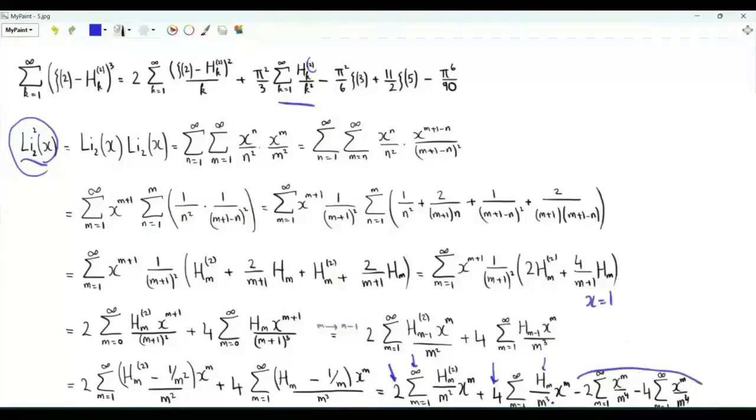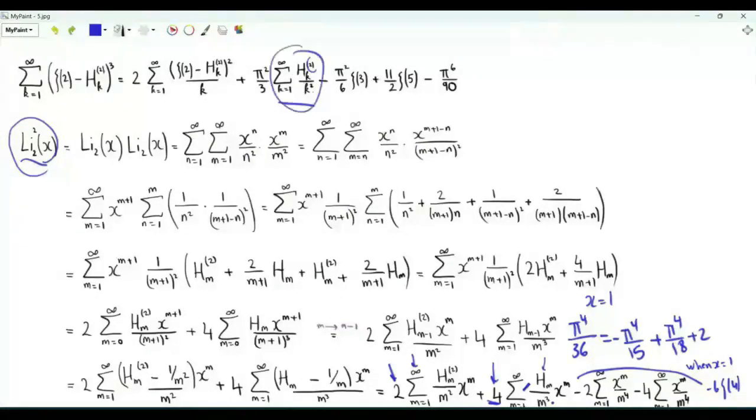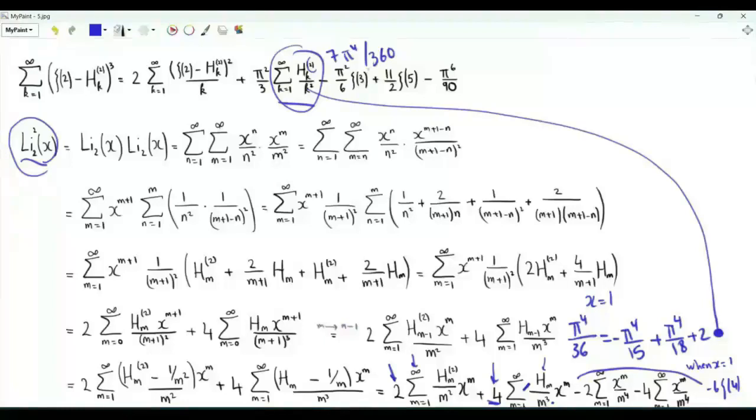We also have this part, set x equal to 1. On the left-hand side, we get the square of zeta of 2. That's pi to the power 4 over 36. When x is equal to 1, this part is equal to minus 6 zeta of 4. So we have minus pi to the power 4 over 15. From here, we get the Euler sum that is equal to pi to the power 4 over 72. When we multiply by 4, we get pi to the power 4 over 18. Lastly, we have 2 times the sum of interest. This sum is 7 pi to the power 4 over 360.